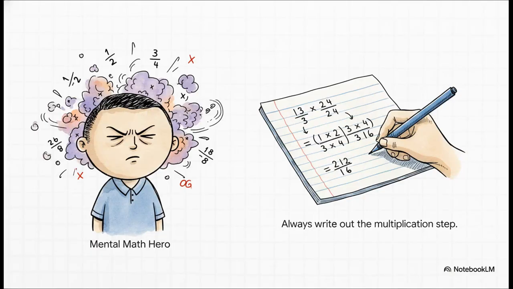And the second pitfall, trying to be a hero and do it all in your head. Look, when you get to a step where you have to multiply 2 fractions, don't just guess. Seriously, just write it down. It takes maybe 2 extra seconds, and it will save you from so many simple calculation errors. Always, always write out that multiplication step.